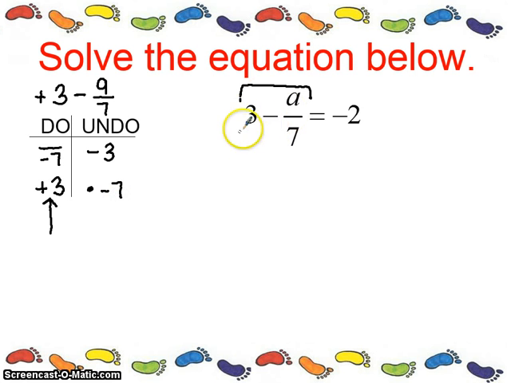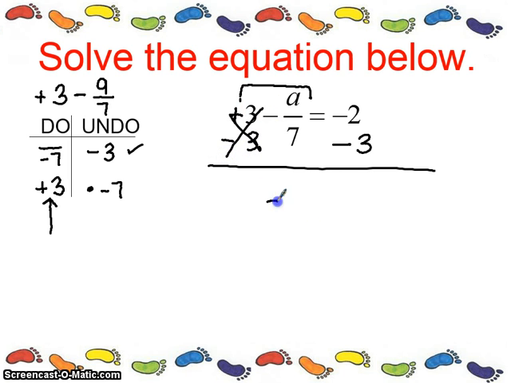So I'll take this equation, and first subtract 3, because this was a positive 3. This is our first step here. What I do to one side, I have to do to the other, so I'm going to subtract 3 from this side. Positive 3 minus 3 makes 0, so I'm left with negative, make sure you bring that sign down, negative a divided by 7 equals negative 2 minus 3, which is negative 5.